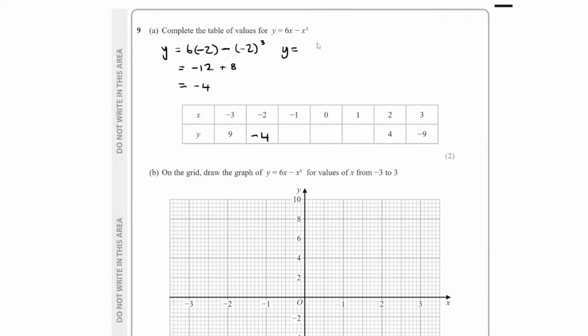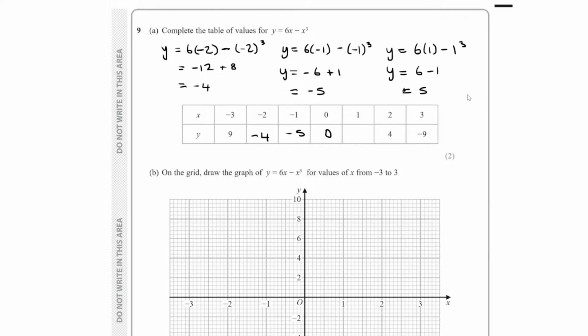So y is equal to 6 times minus 1, take away minus 1 cubed. So y is minus 6. And then minus 1 cubed is minus 1. Times it by a negative becomes plus 1, doesn't it? So then you should get minus 5. Luckily the 0 is easy because if you times anything by 0 you get 0, and then you just have 1 to finish with. 6 times 1 minus 1 cubed, which is just 6 take away 1, which is positive 5.